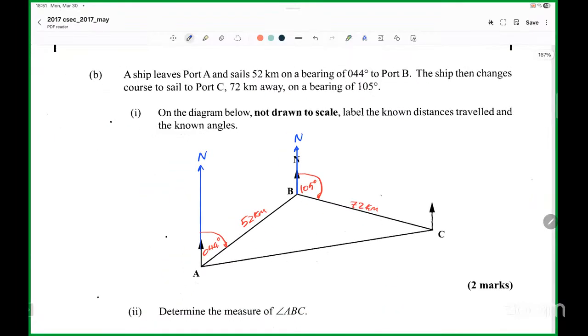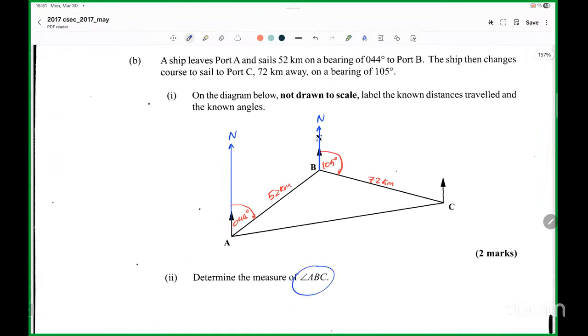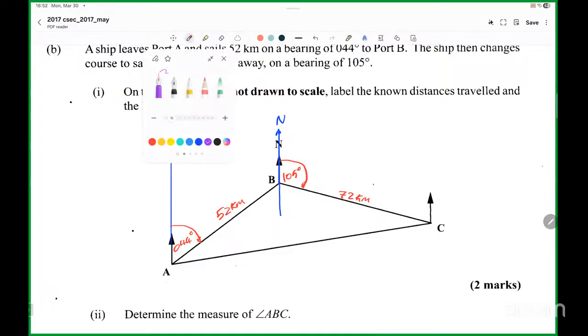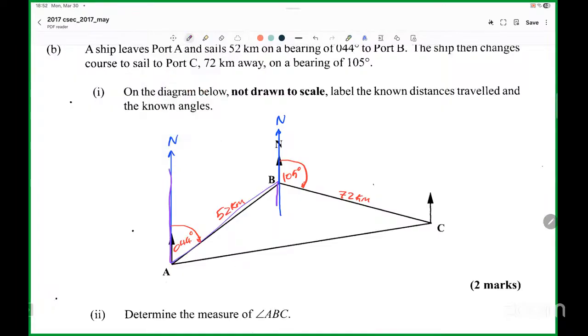All right. The question said now, determine angle ABC. That's the angle inside here, this angle right here. A nice quick way to find this angle is to split it. Extend this line down. Let me use the purple. We're going to have Z angles over this end, so this angle and this angle are the same. Z angles are equal, so you have 44 degrees over here.